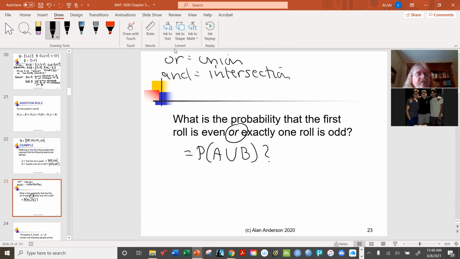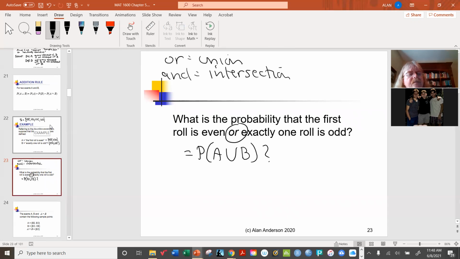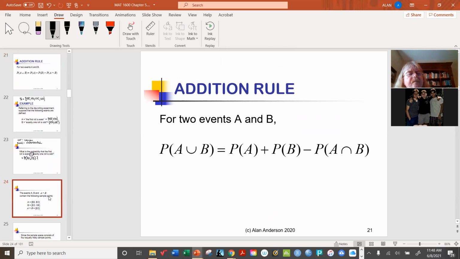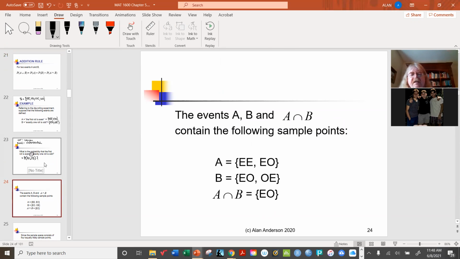Now, luckily, we've already been introduced to this addition rule, so we know what to do. But if you notice, it requires us to know the probabilities of A, B, and their intersection. So here's what we'll do. So here's A, here's B, here's the intersection between them.